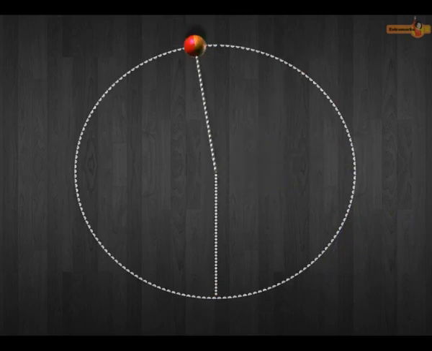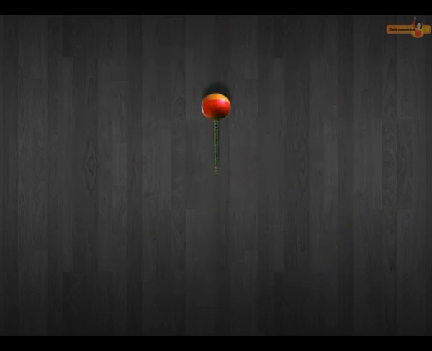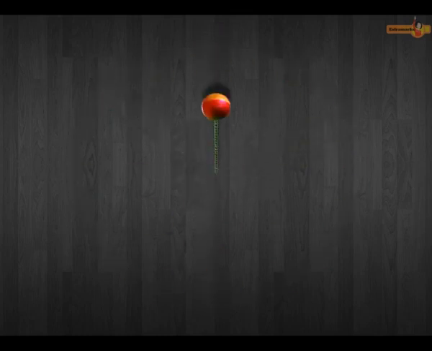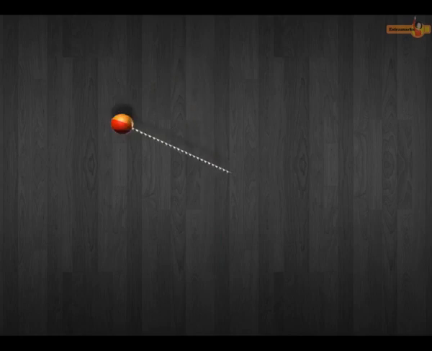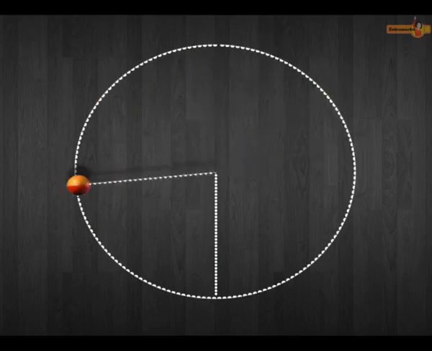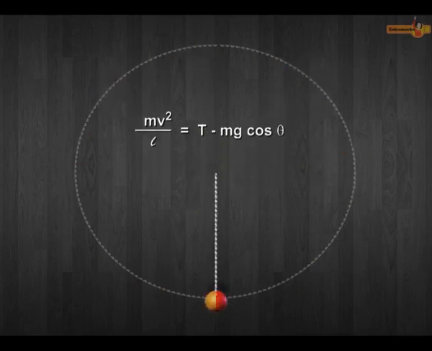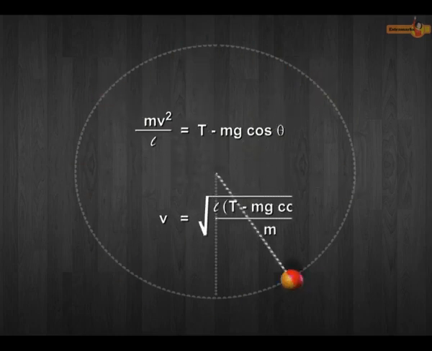The net radial force acting on the object will be T minus mg cos theta. This net force will provide the required centripetal force to keep the object in circular motion. The expression for the centripetal force is shown here. Thus, for a given mass and radius, the velocity of the object at a point depends on the angular displacement.